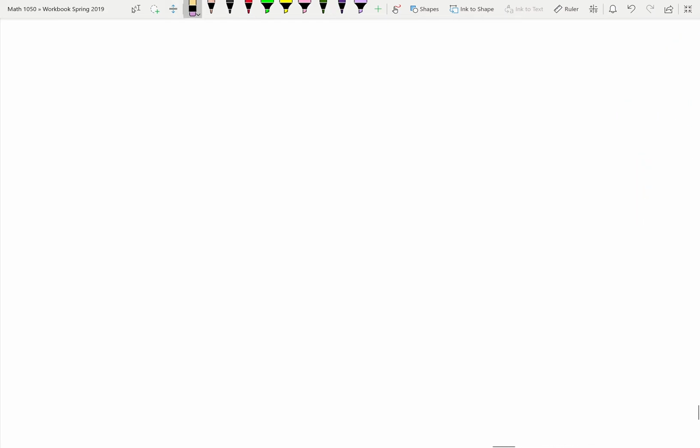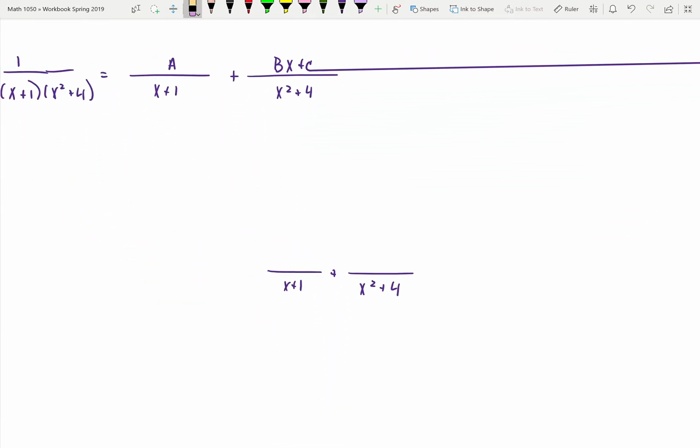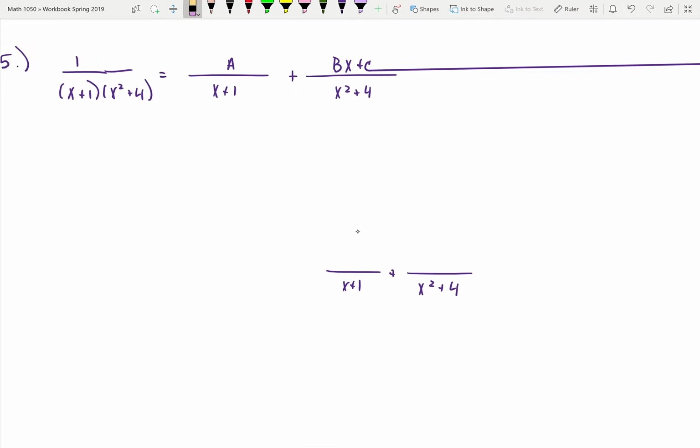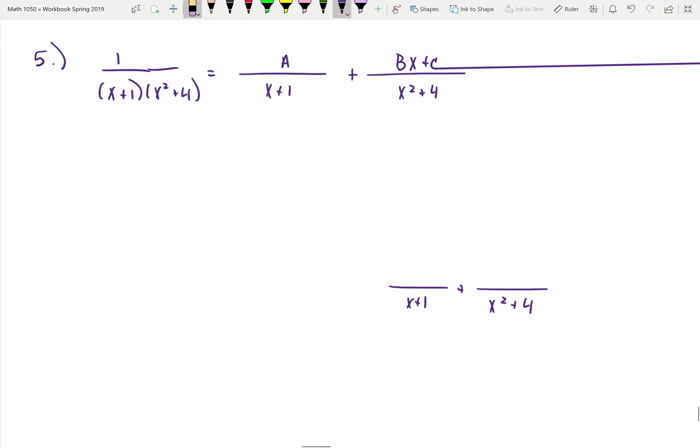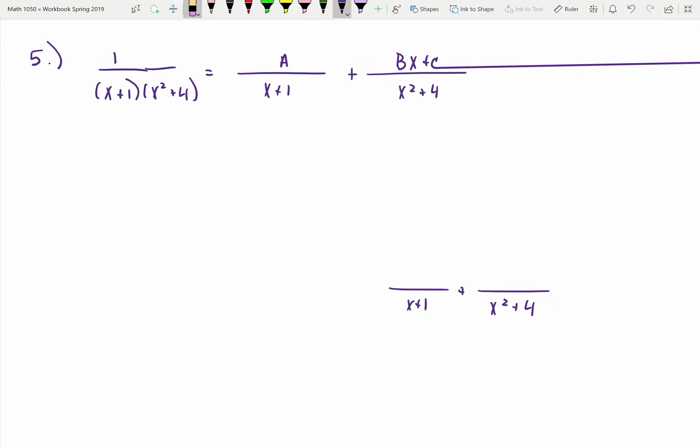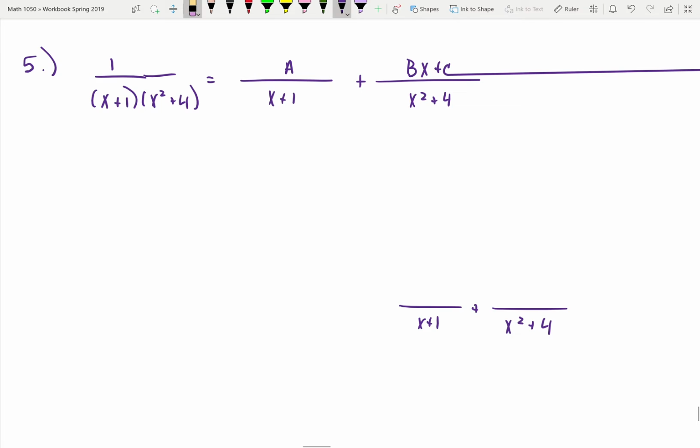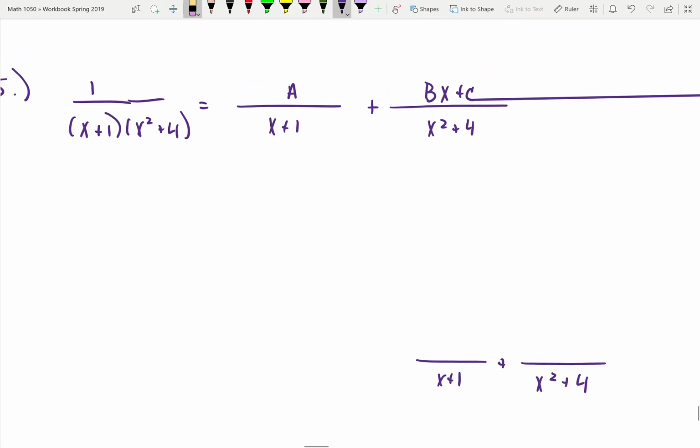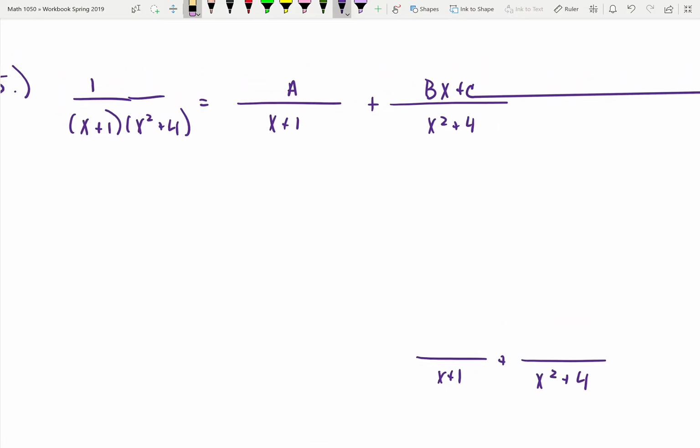I'm trying to find what I just did. Okay, big long C. So that's what my answer is going to look like right here. Now what I have to do is multiply all of those fractions by what the denominator would be, which is x plus 1 times x squared plus 4. My pen won't work right now, so you guys go ahead and fill yours in, and as soon as my pen starts working, I'll do it.